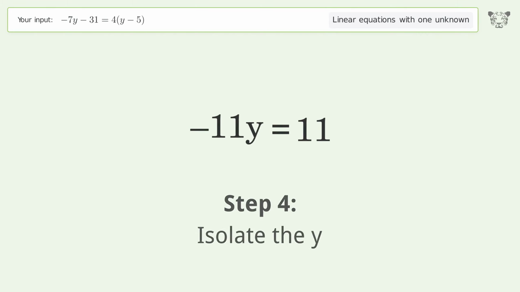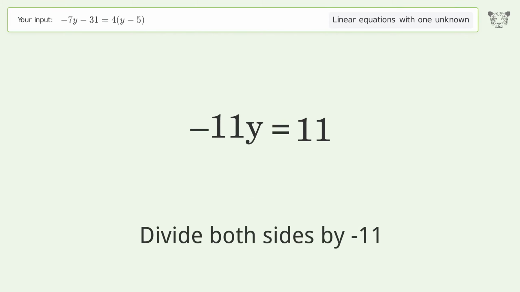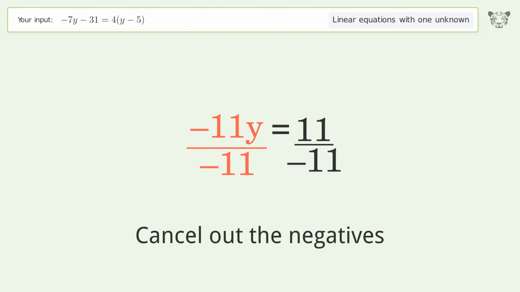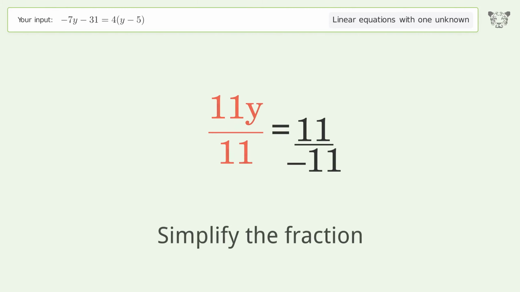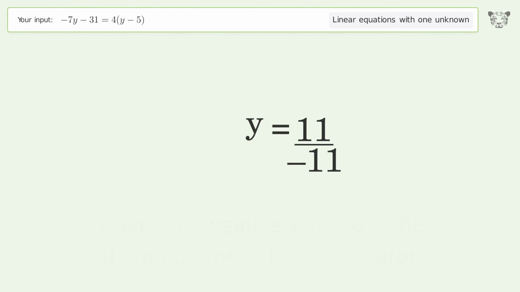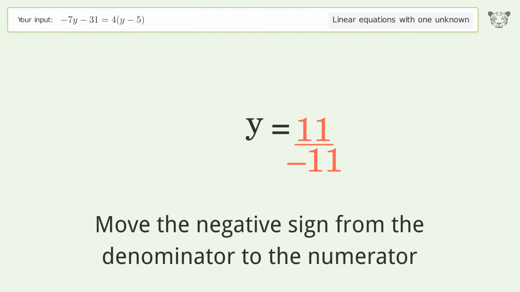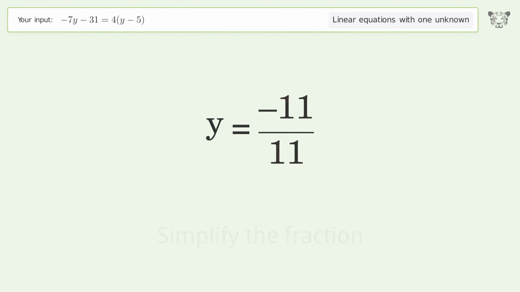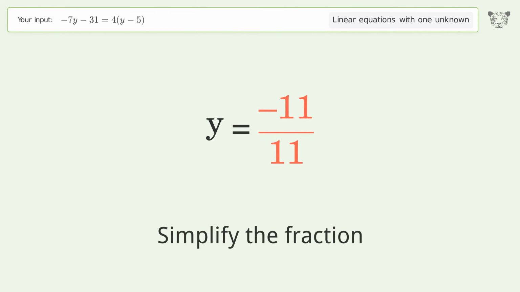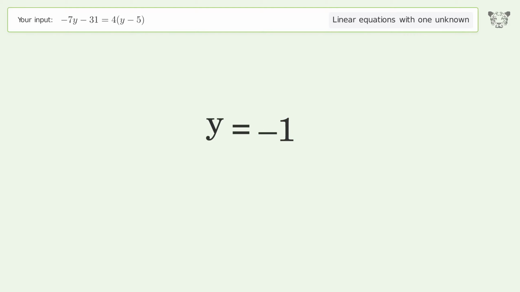Isolate the y. Divide both sides by -11. Cancel out the negatives. Simplify the fraction. Move the negative sign from the denominator to the numerator. Simplify the fraction. And so the final result is y equals -1.